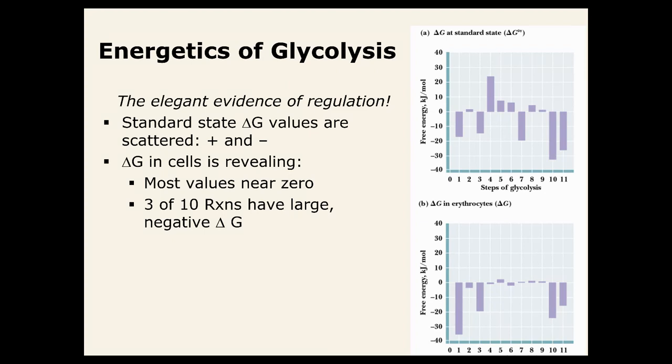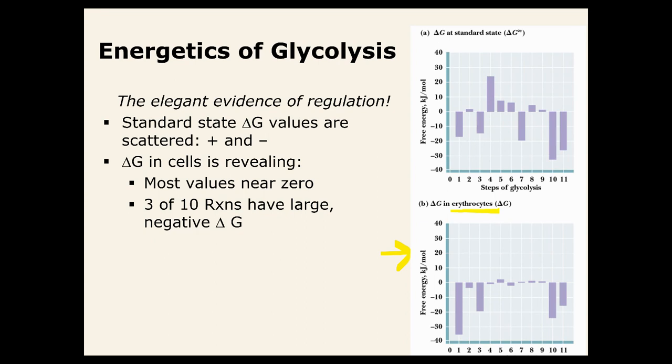What it's really showing you is that there are three very, very negative delta G values within the process. So let's take a look here. This is delta G under standard conditions, under standard state. And then here's in erythrocytes, which are red blood cells. So this one's more interesting because it's a physiological delta G. So let's focus on that one.